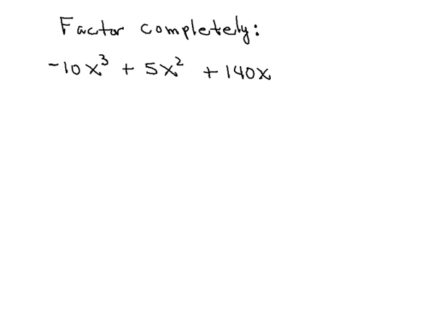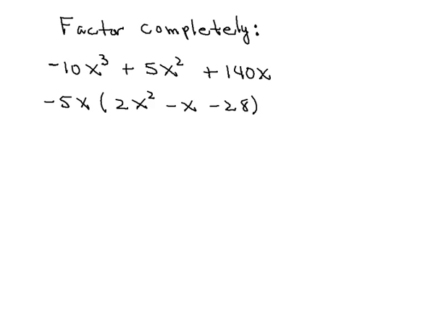So when we do that, we will have the negative 5x times the quantity 2x squared minus x minus 28. Now the reason that I chose negative 5x for the greatest common factor is because it makes the coefficient of the x squared term, which is 2, positive, and that will make it a bit easier for us to factor the trinomial. Let's now next tackle factoring the trinomial 2x squared minus x minus 28.